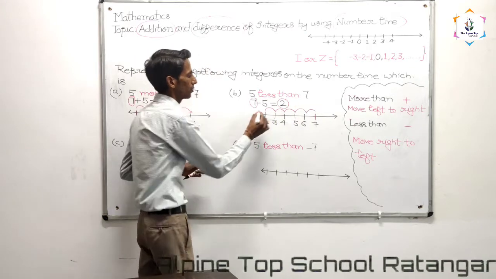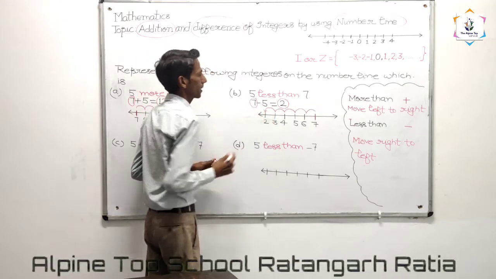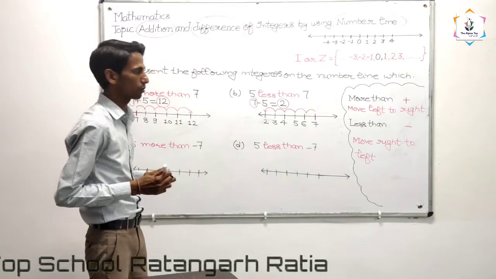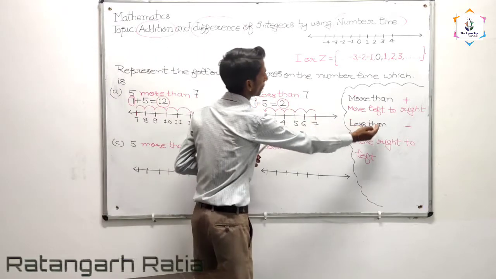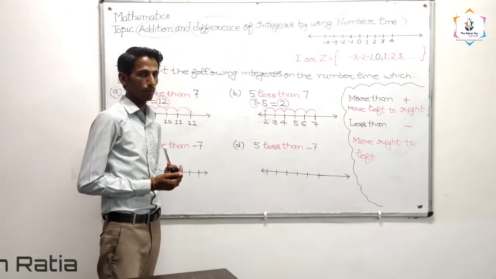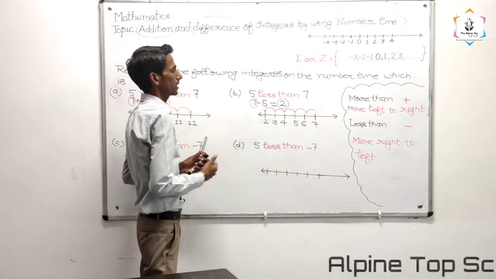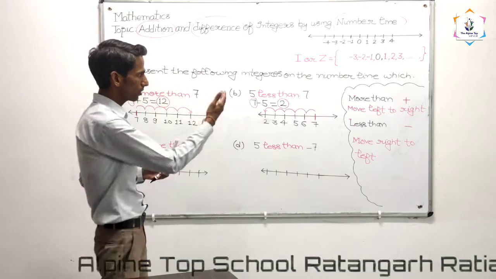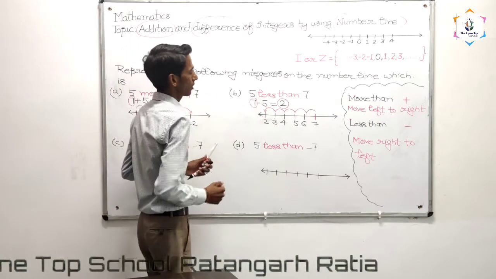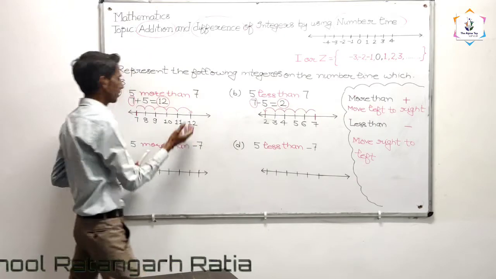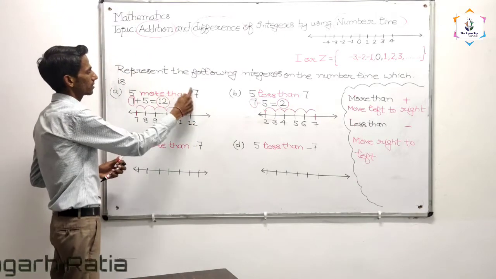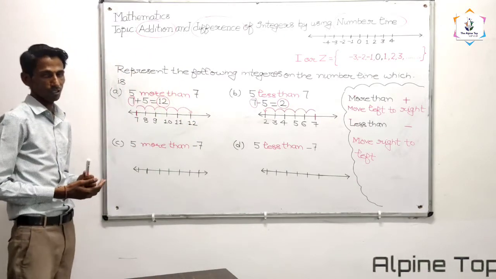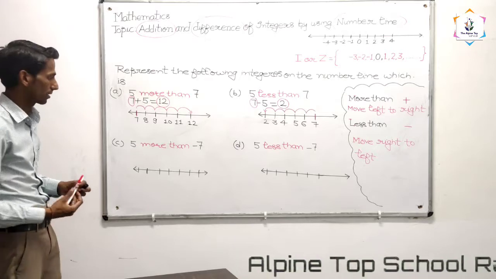This is the way to represent the difference, because according to the lesson you have to use the subtraction symbol. Okay, this is the way to represent the difference of two integers on the number line. But here you are observing I have used the word less than, but both integers are positive. In the first part both integers are positive, but I used more than. Now we are going to change the strategy.